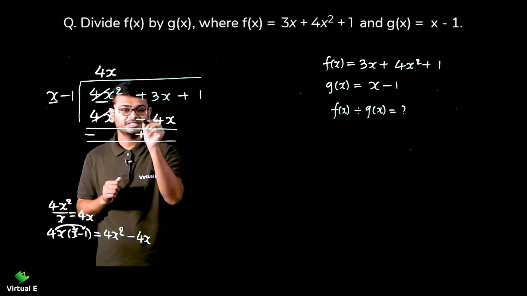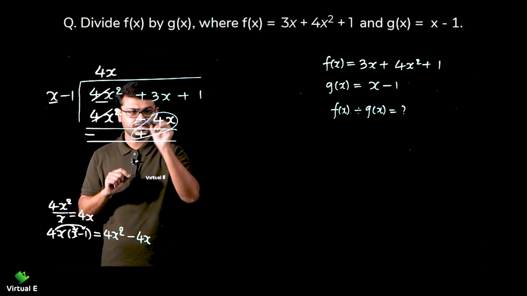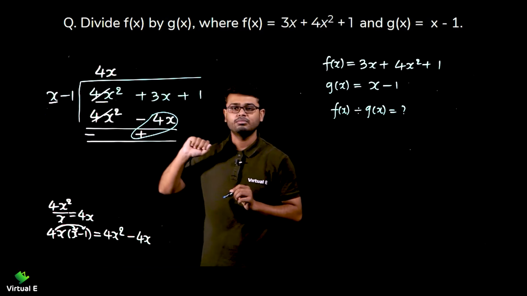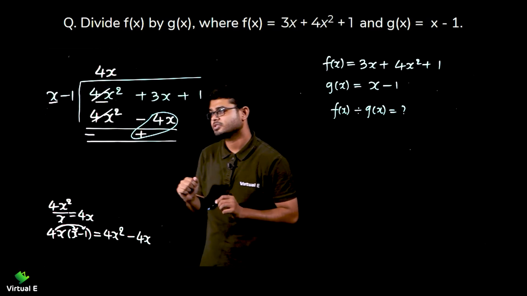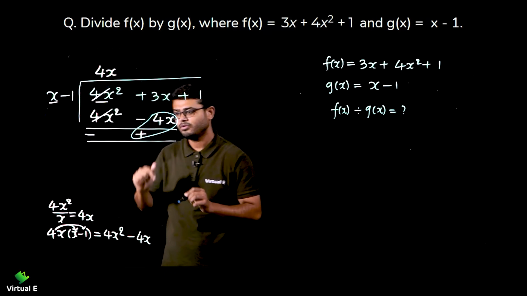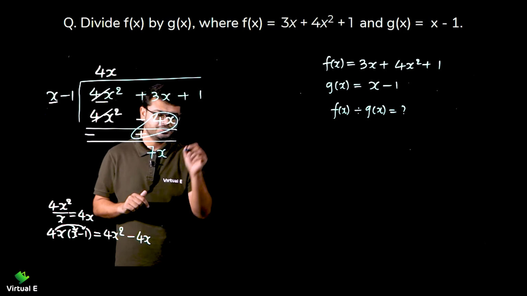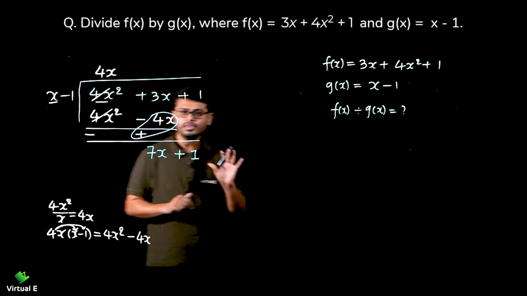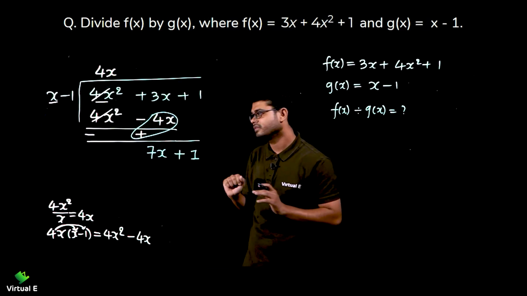See, this minus is the old sign. We are supposed to consider plus as the new sign of the 4x. This is where we make the most common mistake. Plus 3x and plus 4x we are supposed to take. So 3 and 4 will make 7x, and here plus 1 as it is, right? So this was the first step of the long division.